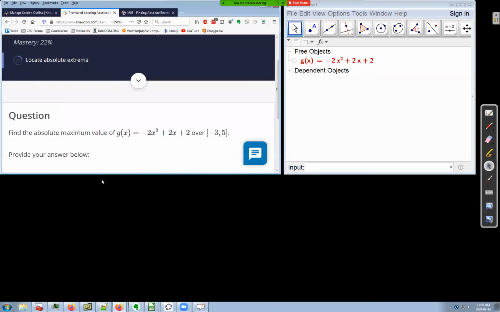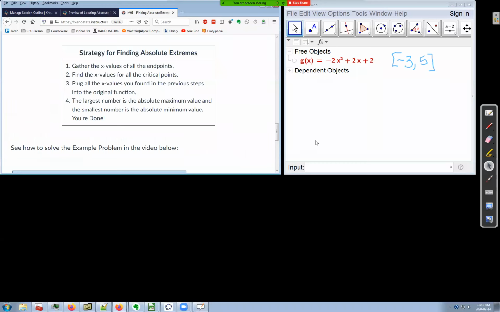So, like we said, we want to find the absolute maximum. I have the function written up here on GeoGebra. And I'll write the interval here too. The interval we're interested in is from -3 to 5. So there's the problem, and I can leave the step-by-step up here so you can follow along.